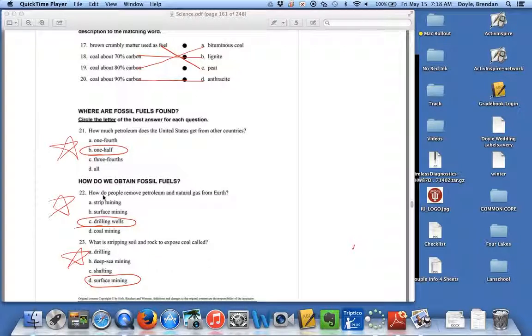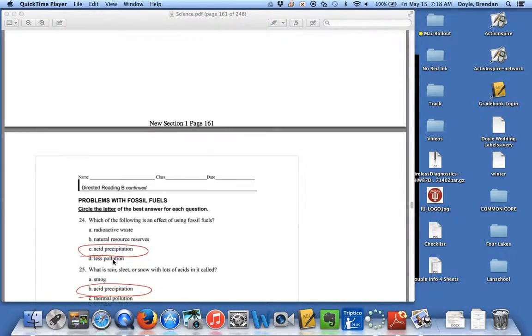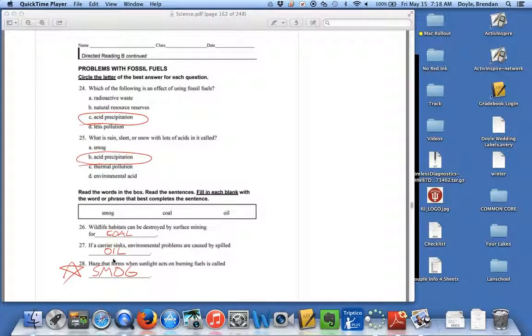How do people remove petroleum and natural gas from the earth? They drill wells. What is stripping soil and rock to expose coal called? That's called surface mining. So when they dig quarries, dig these giant holes in the earth looking for coal, that's called surface mining. 24, which of the following is an effect of using fossil fuels? Acid precipitation. So when there's smoke in the air and then it rains, that causes acid precipitation. Rain, sleet, or snow with lots of acids in it is acid precipitation.